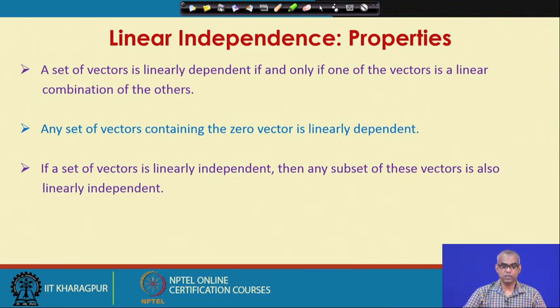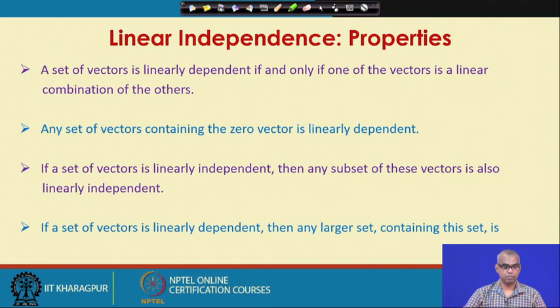If a set of vectors is linearly independent, then any subset of these vectors is also linearly independent. If a set of vectors is linearly dependent, then any larger set containing this set is also linearly dependent.